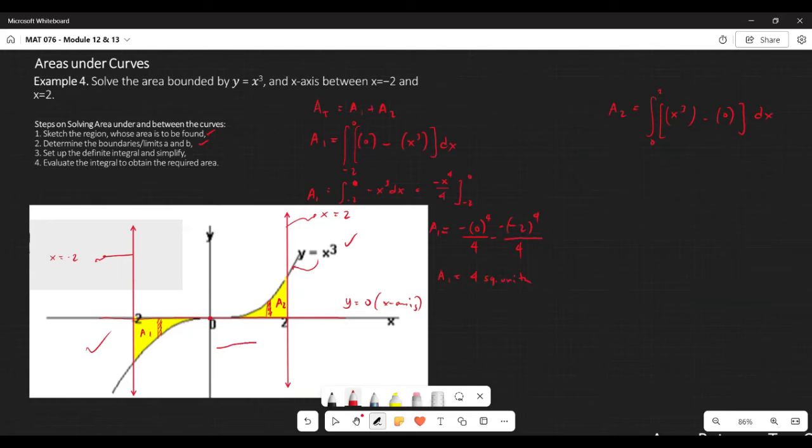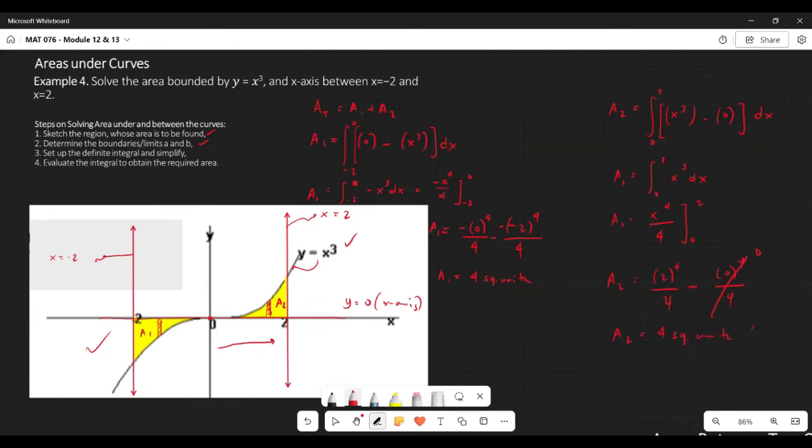Mula dito, papunta dito sa ating right na x is equal to 2. Simplify, we have integral of x cube dx from 0 to 2. Then integrate, so x raised to 4 over 4 from 0 to 2. So area 2, upper limit natin is 2 raised to 4 over 4 minus 0 raised to 4 over 4. Ito ay 0 na agad. So A sub 2 is equal to 4 square units.